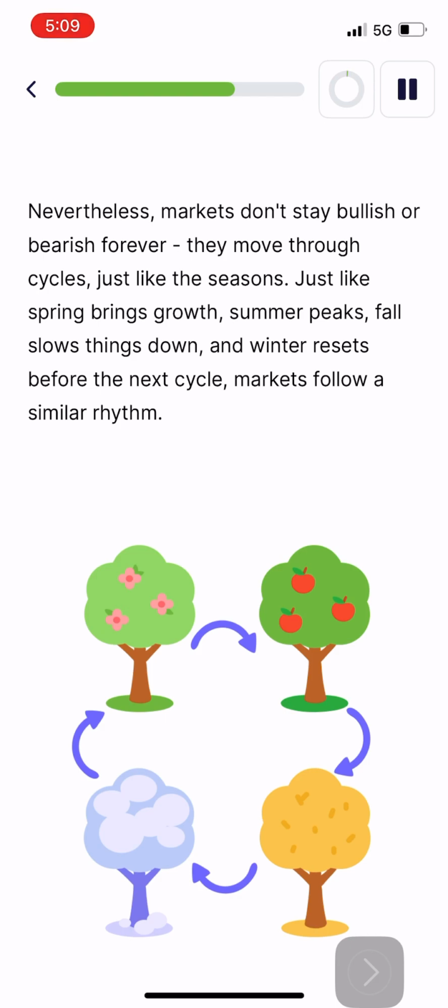Nevertheless, markets don't stay bullish or bearish forever. They move through cycles, just like the seasons. Just like spring brings growth, summer peaks, fall slows things down, and winter resets before the next cycle, markets follow a similar rhythm.